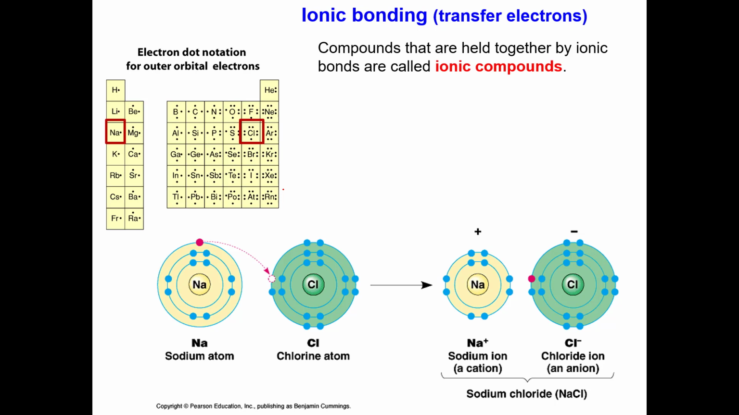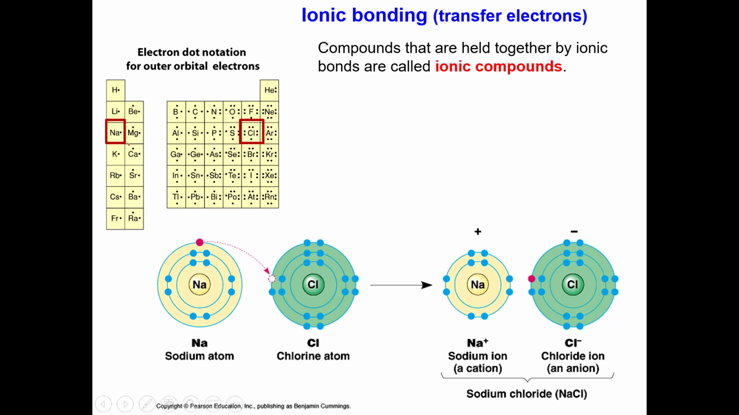And mainly this happens between groups of elements: the metals and the non-metal elements. This group has the possibility to form ionic compounds. And here we had one example.